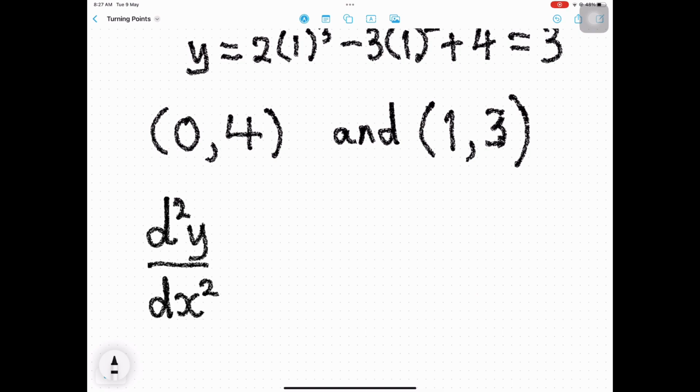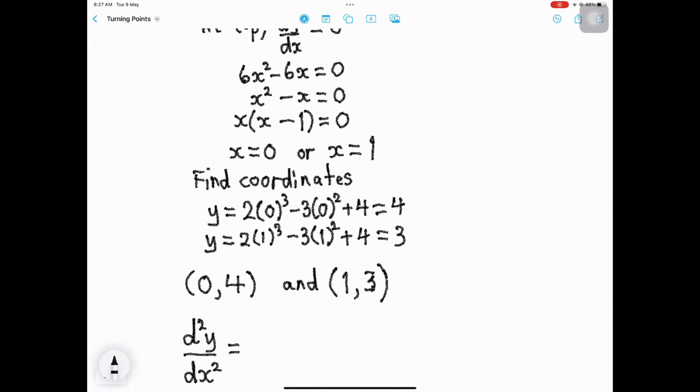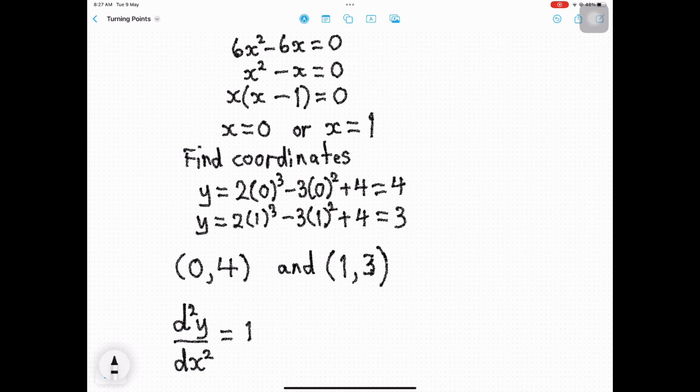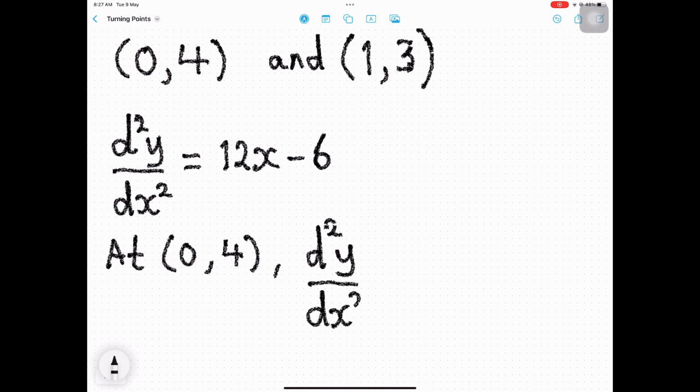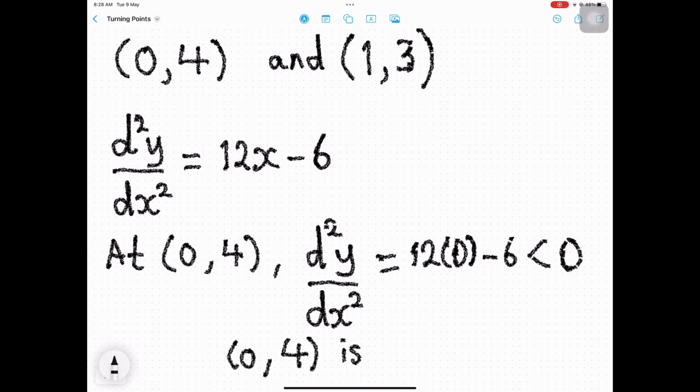To determine whether each is a maximum or minimum, you have to differentiate one more time, so you find the second derivative. Differentiation of 6x squared gives you 12x. Differentiation of negative 6x gives you negative 6. At (0, 4), you substitute the value of x into your equation. You get 12 times 0 minus 6, which is negative 6, less than 0. So this point is the maximum point because it's less than 0.